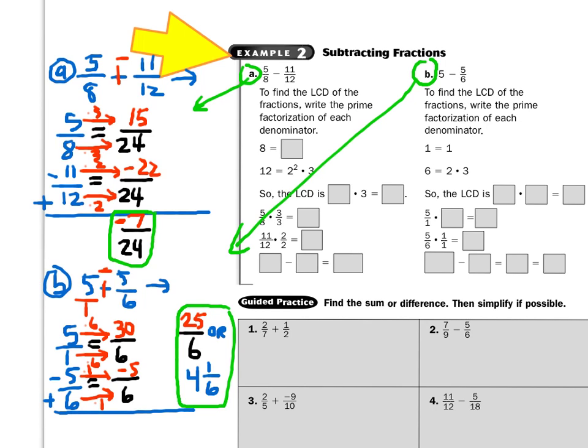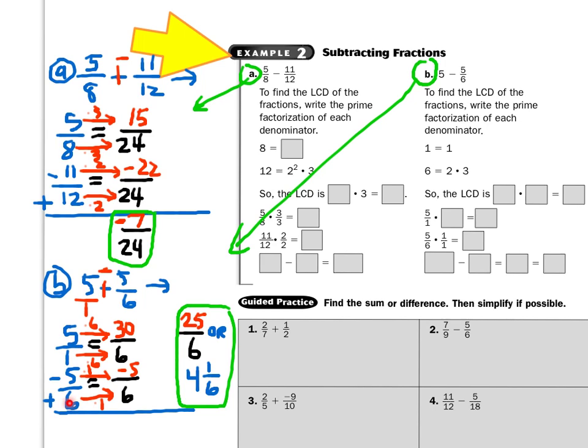Take a look at B. I have 5 minus 5 over 6. So let's write 5 as a fraction, okay? So 5 as a fraction is 5 over 1. And where I see the minus sign, I add a line and change the sign of what comes after it. And now I can do the towers because the denominators do not match. So I put 5 over 1 on top, and I put negative 5 over 6 on the bottom. Okay, now look at the denominators, the 1 and the 6.